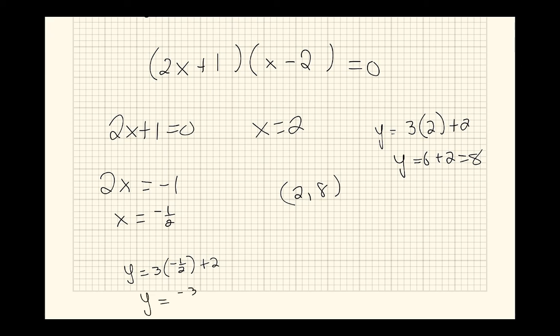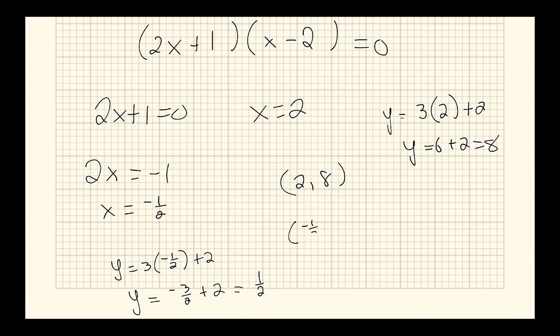Negative 3/2 plus 2 is going to be 1/2. 2 minus 1.5, that is 1/2. So my next solution is at negative 1/2, positive 1/2. Okay. So those should be my two solutions, 2, 8, and negative 1/2, positive 1/2.